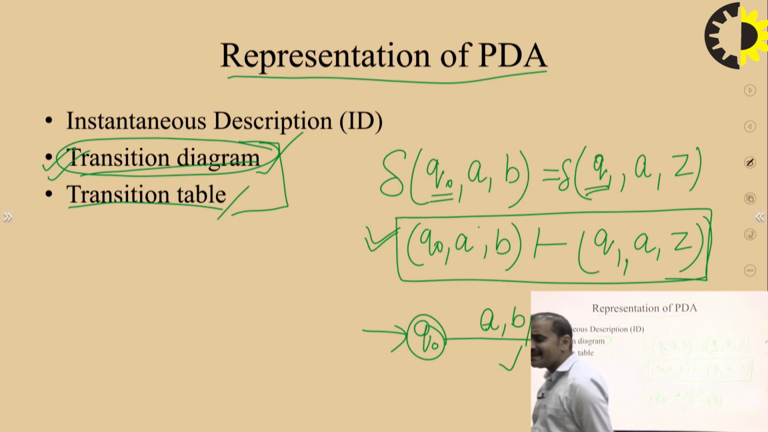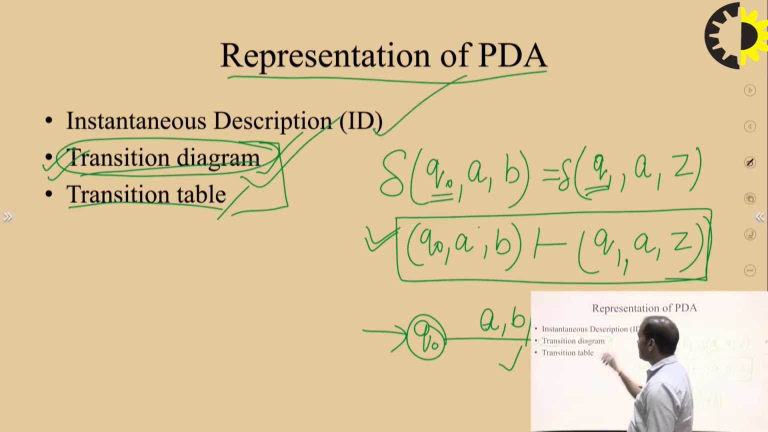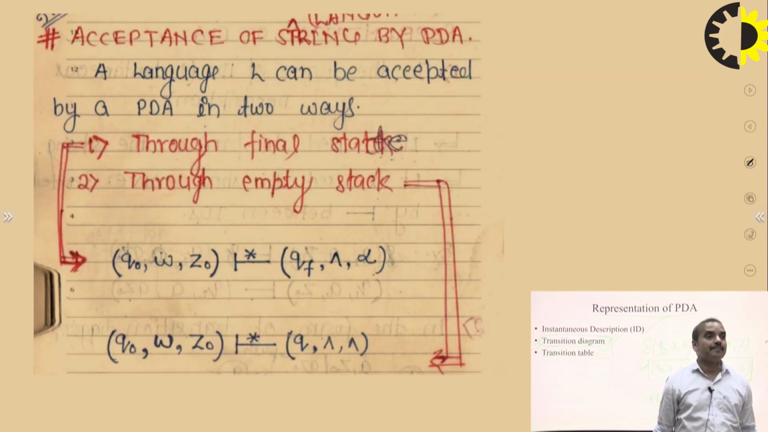Transition table is inefficient here. We have not discussed the transition table in the case of PDA because that is an irrelevant question. So we use only two types of representation: instantaneous description and transition diagram.